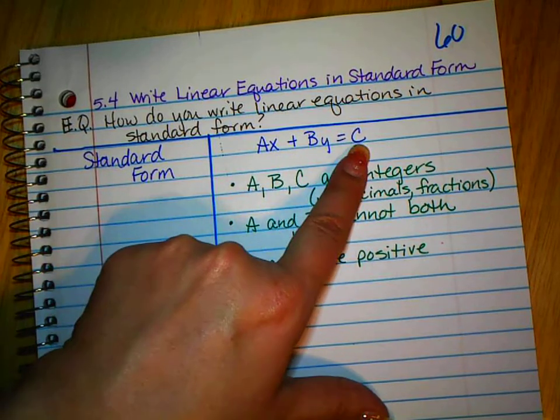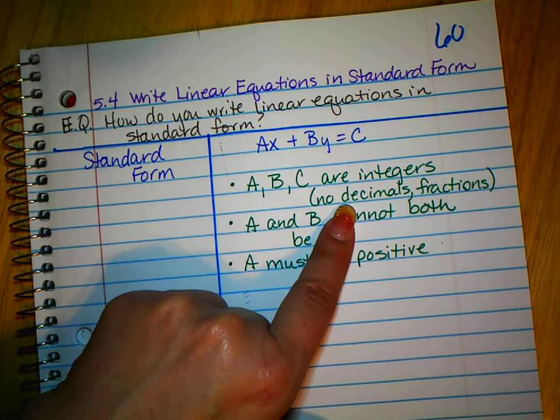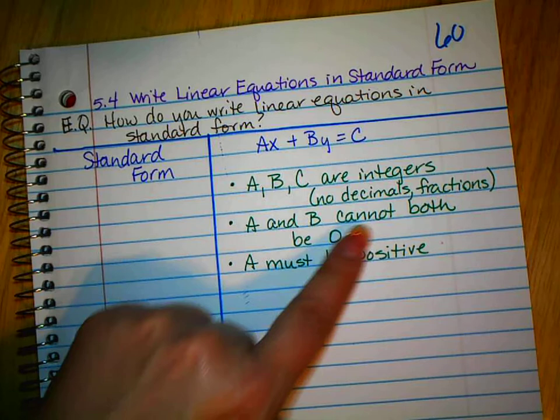A, b, and c are integers. In other words, no decimals, no fractions. If it's in true standard form, you won't have decimals and you won't have fractions. We will work on those situations as they come up, so don't panic on me.